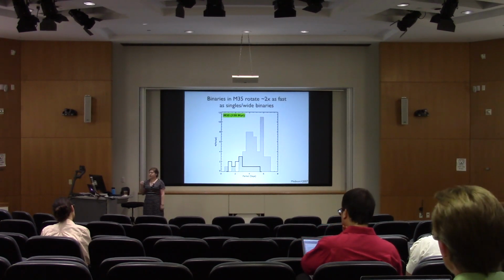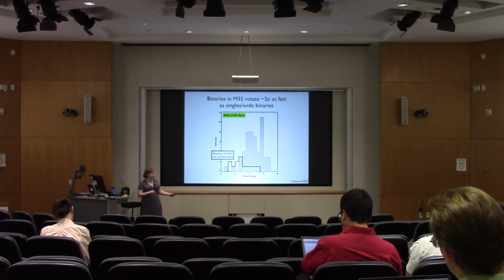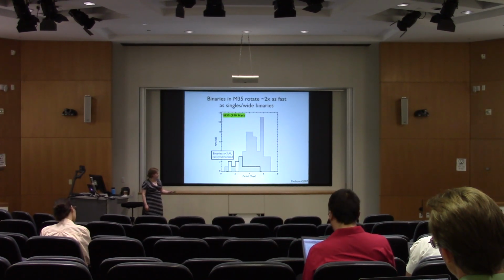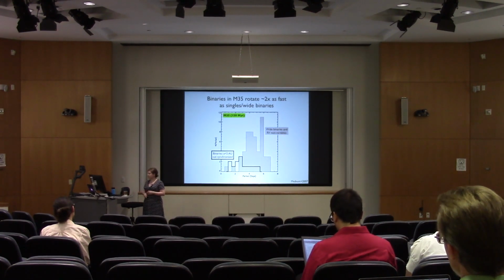So the first person to look at this with both direct evidence of binaries and direct measurements of rotation was Søren Meibom. So this is binary period, this is for spectroscopic binaries. Binary period, removing stars that may be tidally synchronized. This is rotation period. So binaries are the black histogram. Binaries wider than 5 AU and RV non-variables are gray. And what he found is that on average, these binaries rotate twice as fast as single stars and wide binaries.